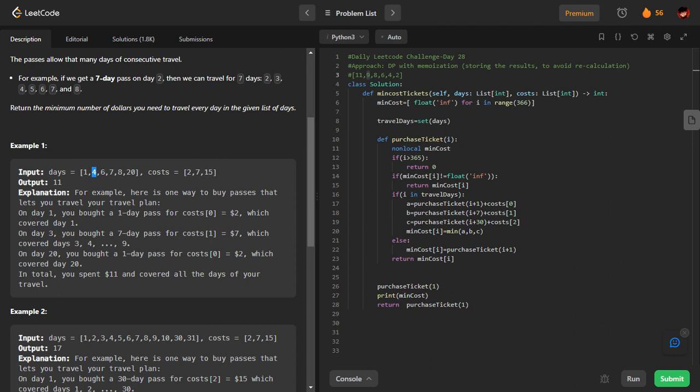If I start from 8th day onwards, this is going to be the minimum cost. From where is it coming? Here is 8. So these are the things I am going to prepare, an array like this. My approach in this case will be dynamic programming with memoization.